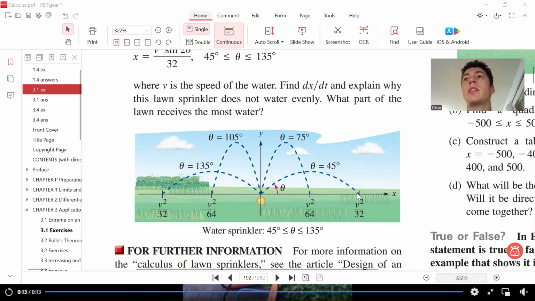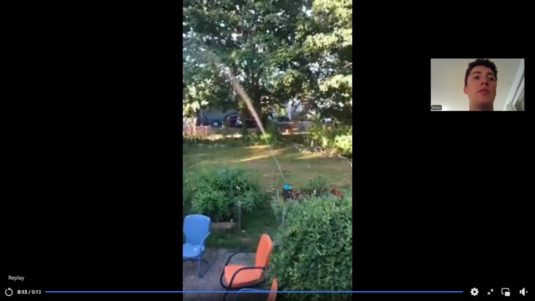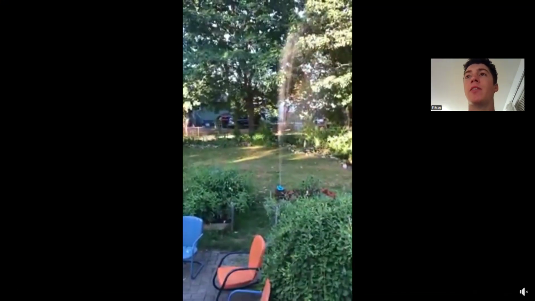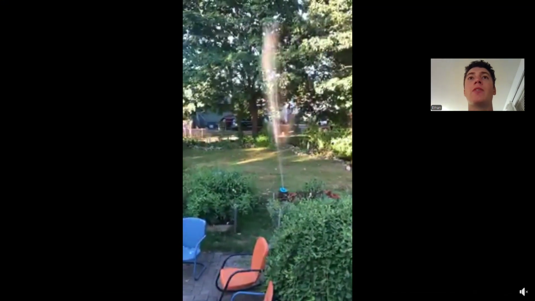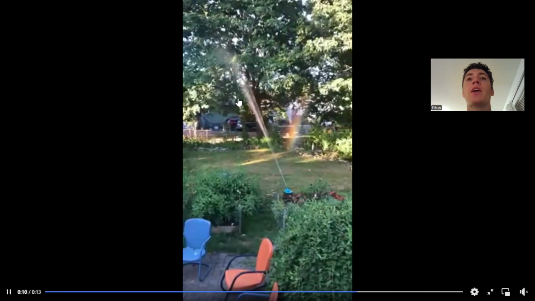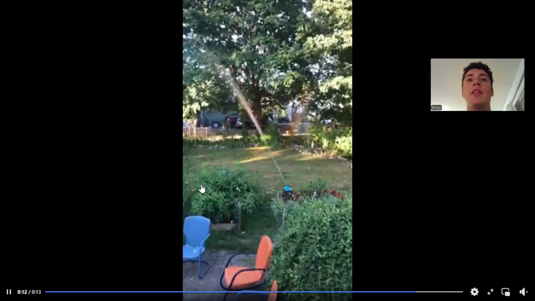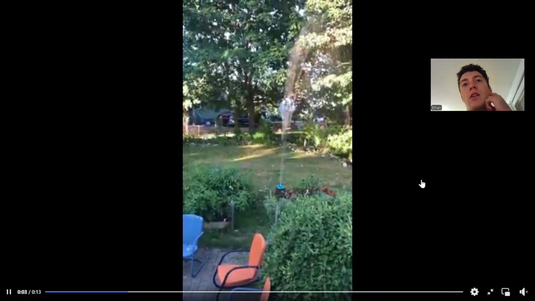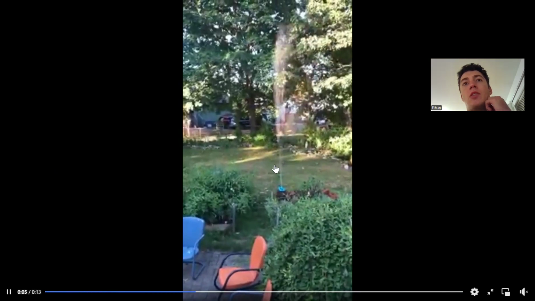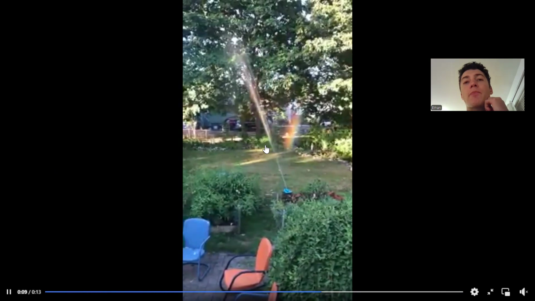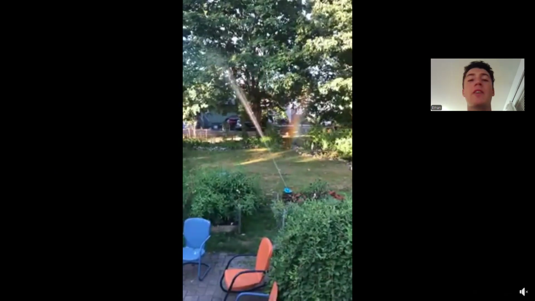And just to get an understanding of how these sprinklers work, let's look at this video I found on Facebook where someone is very happy with their sprinkler and posted a video of it. So you see it's adjusting its angle, water's coming out of it. So it's watering the lawn from looks like about here to here. And that's the basic idea. This one looks like it doesn't go quite to 135 degrees, but that's how it works.